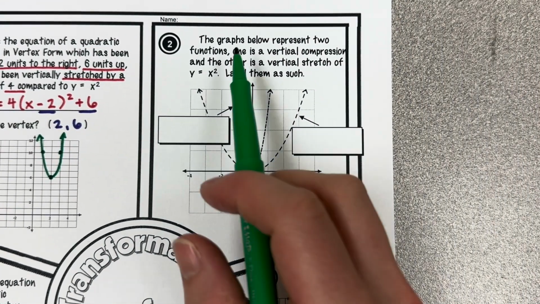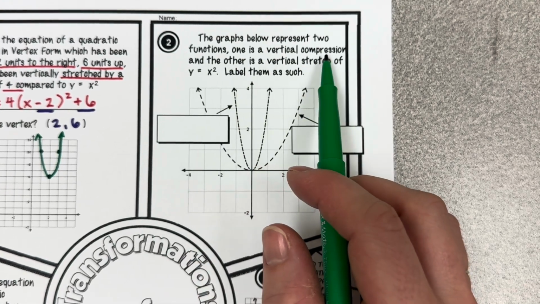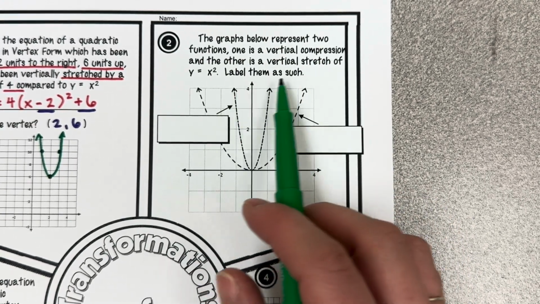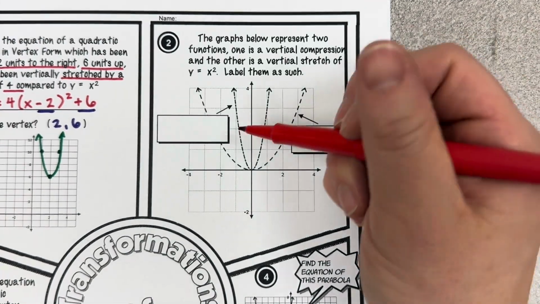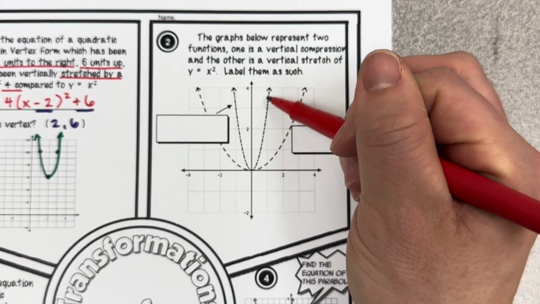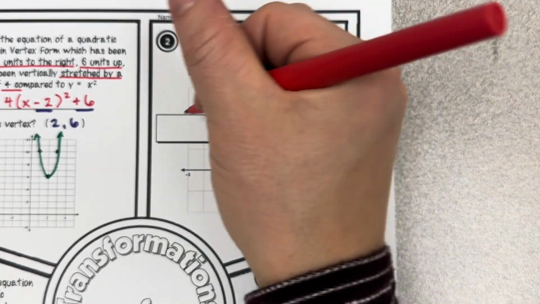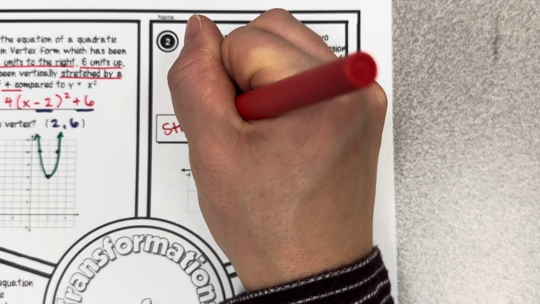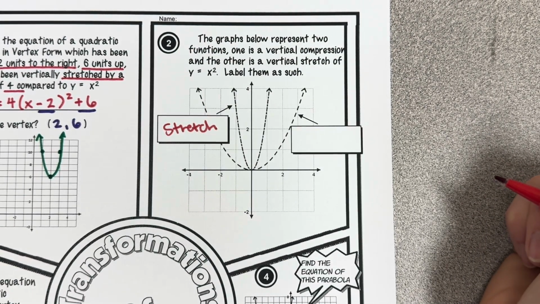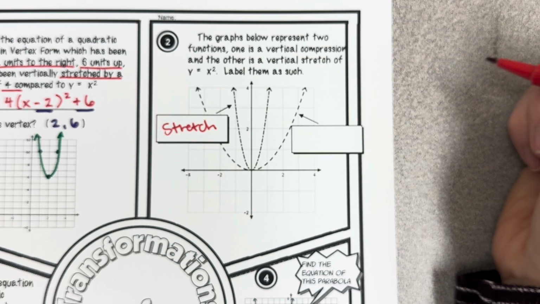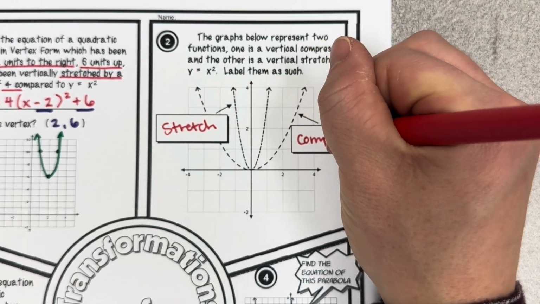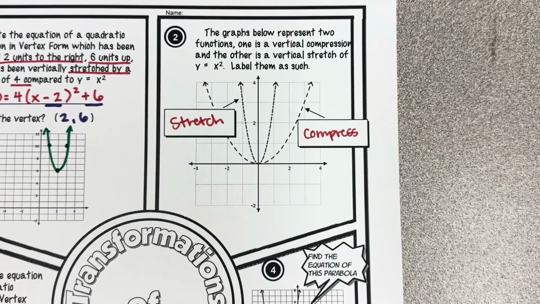Okay, number 2, it says the graphs below represent 2 functions. One is a vertical compression and the other is a vertical stretch. Label them as such. Okay, well this one's actually not too complicated. We see that this box right here is pointing to this taller, skinnier one. Well, whenever it's gotten skinnier, we know that one is the stretch. Okay, and this one right here, this box, is pointing to the one that's gotten wider, and that one is the compression. So I'm just gonna write compress. Beautiful.